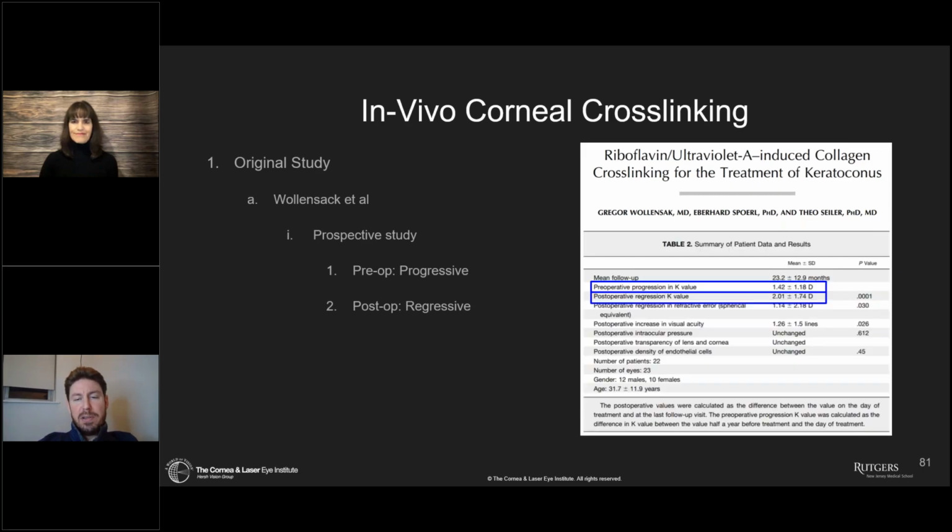And what you're seeing here is the differences between the K max values. You can see, in the control group, that those individuals were progressing by 1.4 diopters, whereas the individuals in the treatment group actually had a regression of 2 diopters.